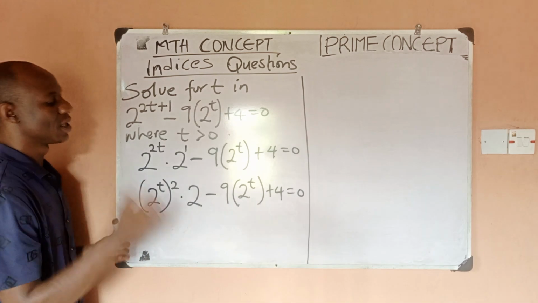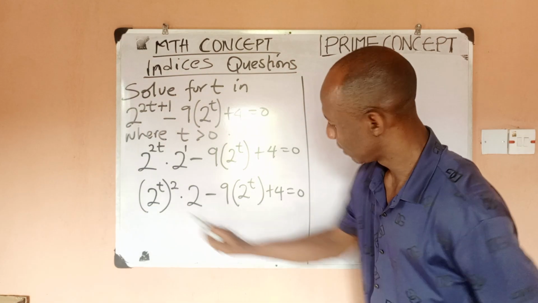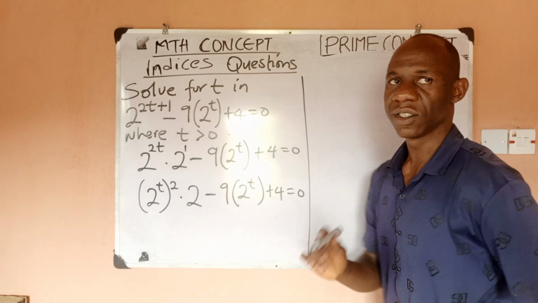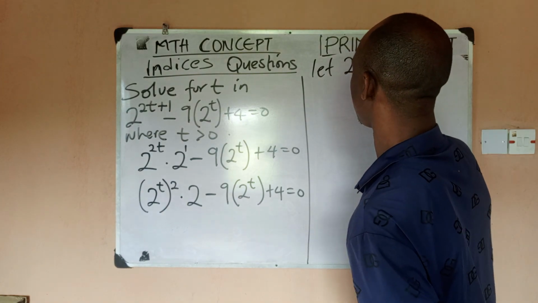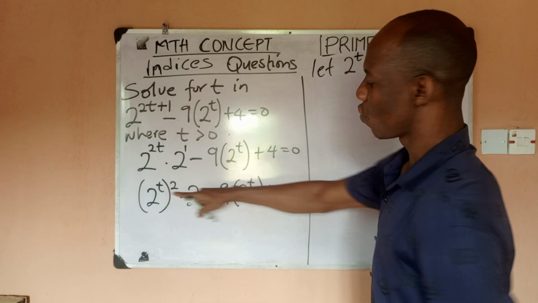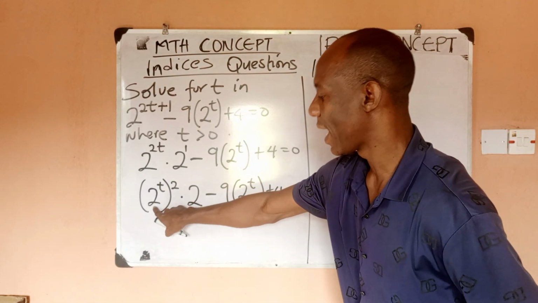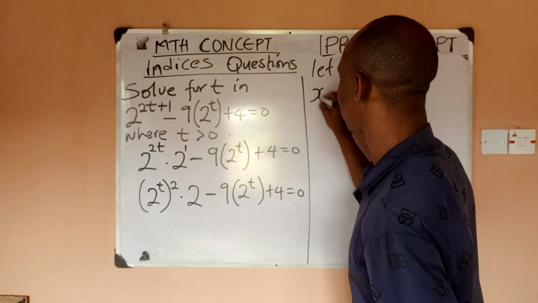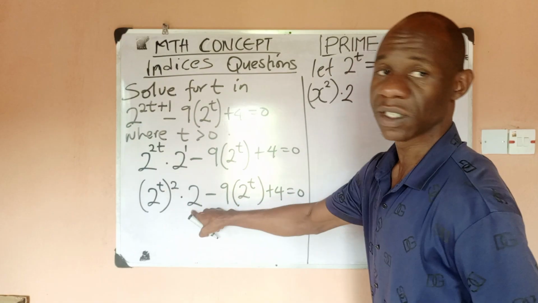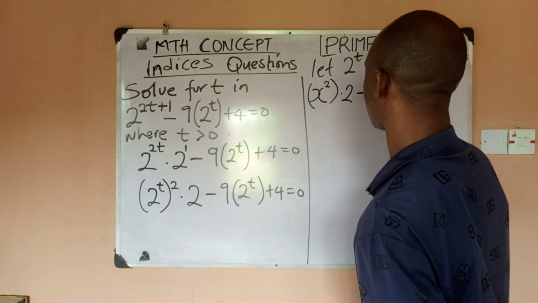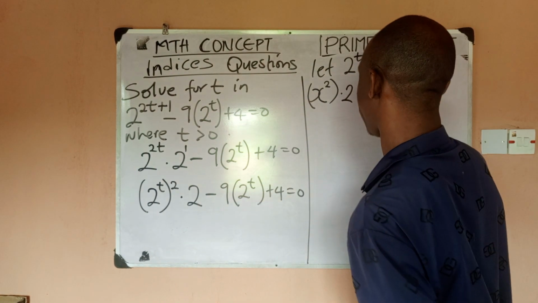So what is the next step? Very quickly. Since we have 2 raised to power t here, and we have 2 raised to power t here, the next thing you want to introduce is to say let 2 raised to power t be equal to x. If you do this, wherever you find 2 raised to power t, you're going to replace it with x. So in this first bracket, I would have x raised to power 2, multiplied by what now? This 2 that is outside. Then minus 9 into, now 2 raised to power t is what? x. So into x, then plus 4 equals 0.